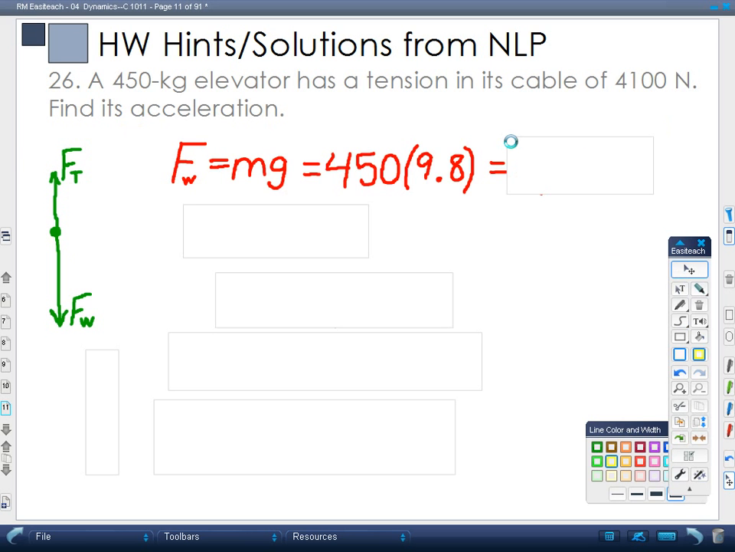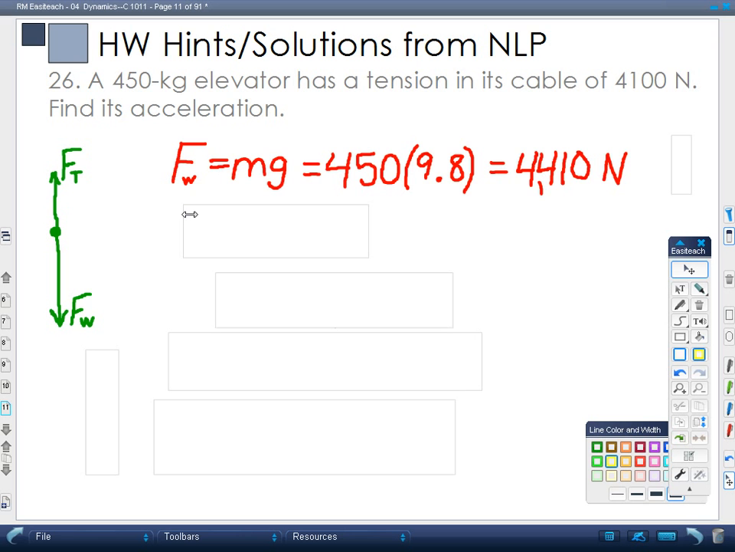So I plugged into force weight equals mg. M is the mass, 450 kilograms. G is always 9.8. Comes out to 4,410 newtons. So now I know that the weight is greater than the tension. So immediately I know this is accelerating down.